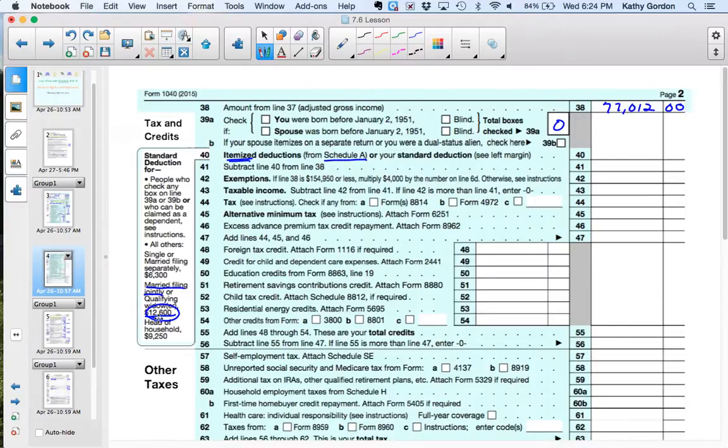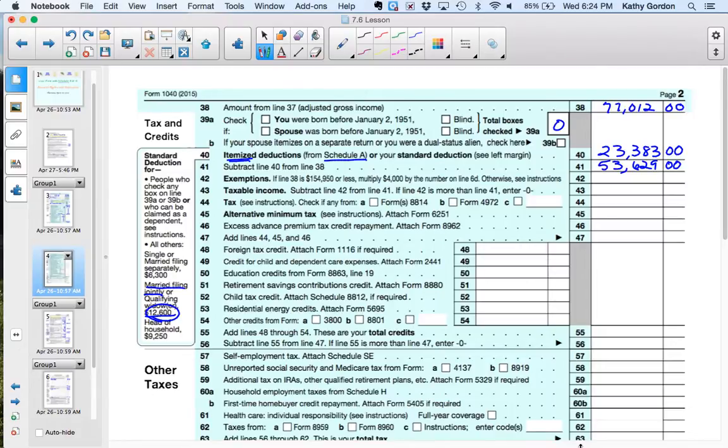So instead of the $12,600 for line 40, we are now allowed to put our total from Schedule A in that line, which was our $23,383. Okay? And then if we continue for line 44, we subtract line 40 from line 38. So now we're down to $53,629 as our income amount that we're actually going to find the tax for.